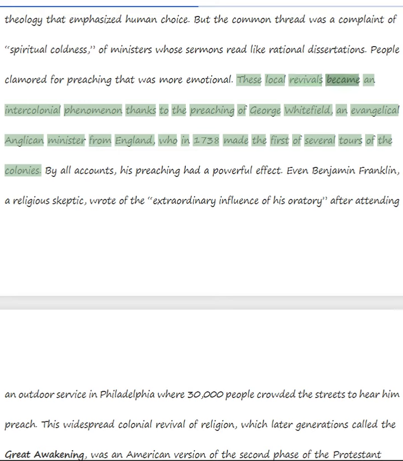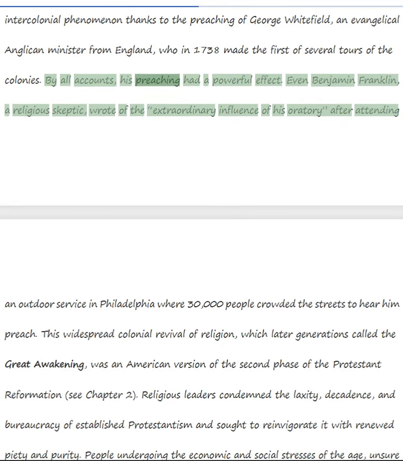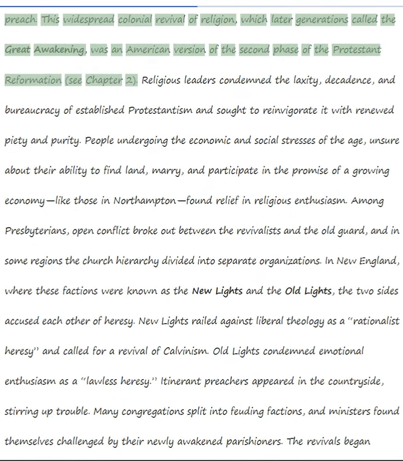These local revivals became an intercolonial phenomenon thanks to the preaching of George Whitefield, an evangelical Anglican minister from England, who in 1738 made the first of several tours of the colonies. By all accounts, his preaching had a powerful effect. Even Benjamin Franklin, a religious skeptic, wrote of the extraordinary influence of his oratory after attending an outdoor service in Philadelphia where 30,000 people crowded the streets to hear him preach.